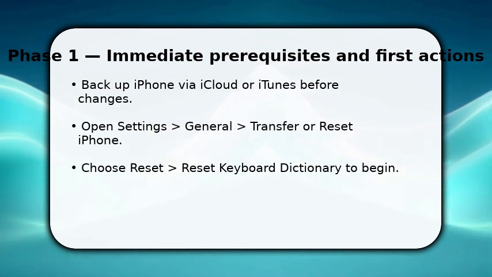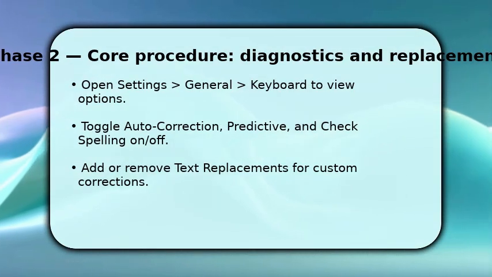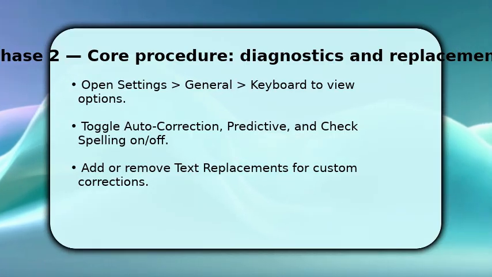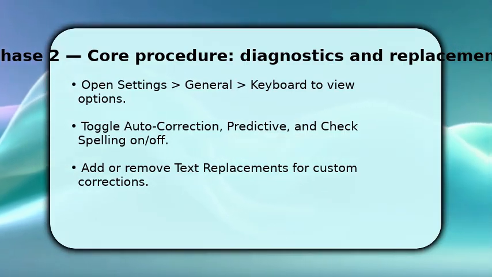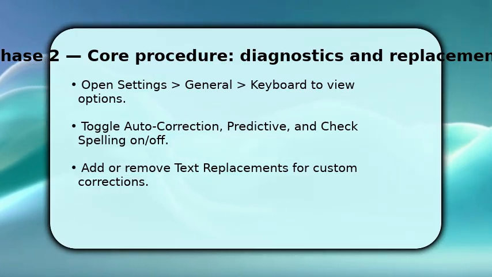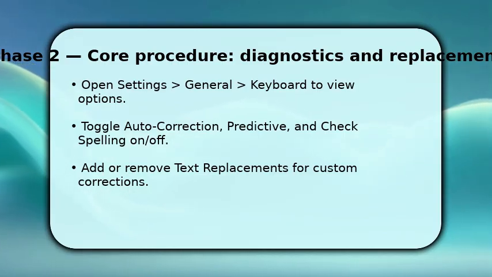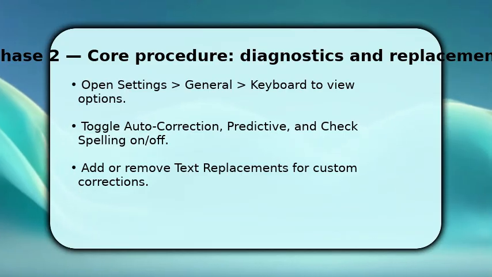Once done with the dictionary reset, you fine-tune how autocorrect behaves. Go to Settings, General, Keyboard to view autocorrection, predictive, and check spelling. Toggle autocorrection off if you prefer manual control or on to let iOS autofix common typos. Next, tap Text Replacement to add specific phrases or remove entries that cause trouble. These steps let you shape correction behavior rather than fight it.